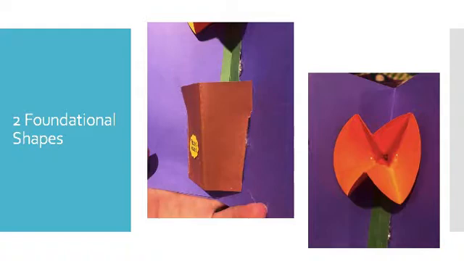So for my final project, I used these two foundational shapes from that YouTube channel. This is the parallel cut, which is the square cutout, and that serves as the base of the flower in my card. And then I used the type 2 flower, which is the orange flower over there on the right.